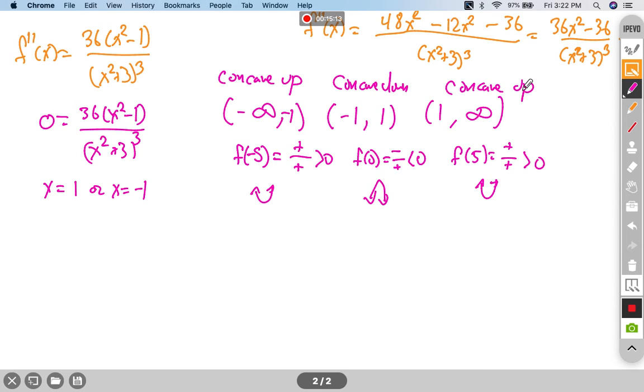So this is this whole process of determining concavity. And it's as hard or as easy as finding the second derivative.